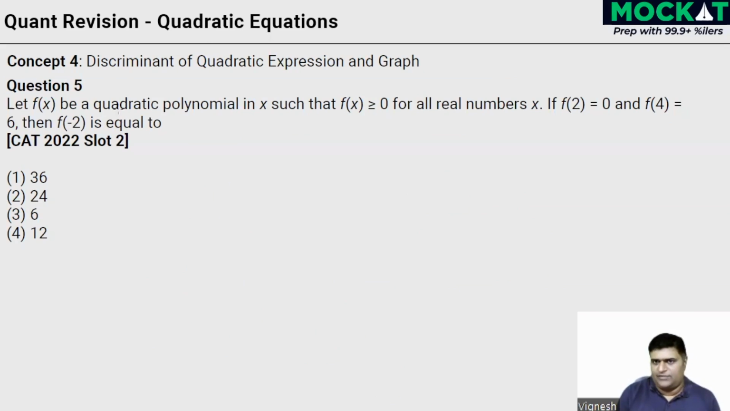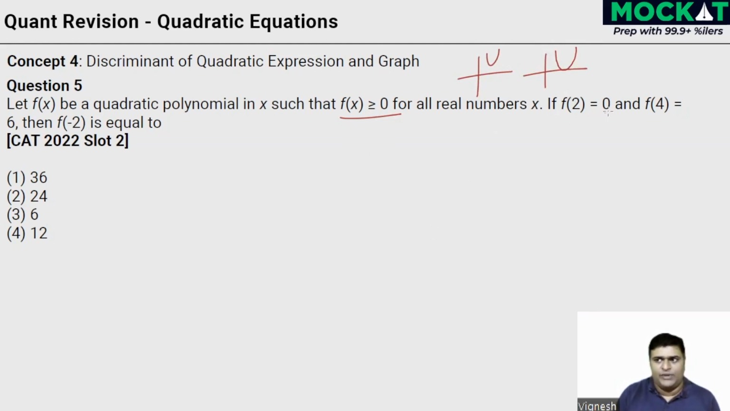On to question 5. Let f of x be a quadratic polynomial in x such that f of x is going to be greater than equal to 0 for all real numbers x. If I'm always going to be greater than equal to 0, I'm not going to get negative at all, right? I'm either going to be like this, or I'm going to just about touch and become 0. I'm not going to go below it. That's the first step.